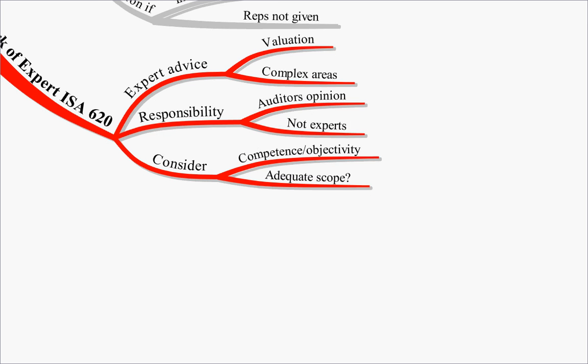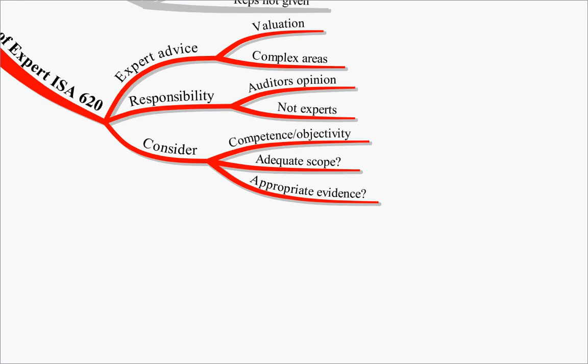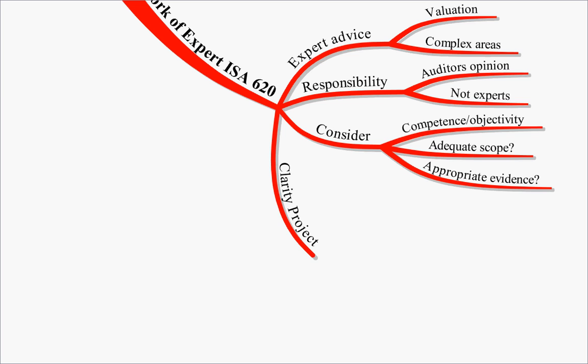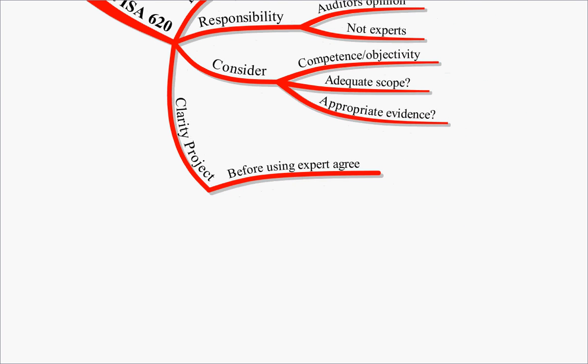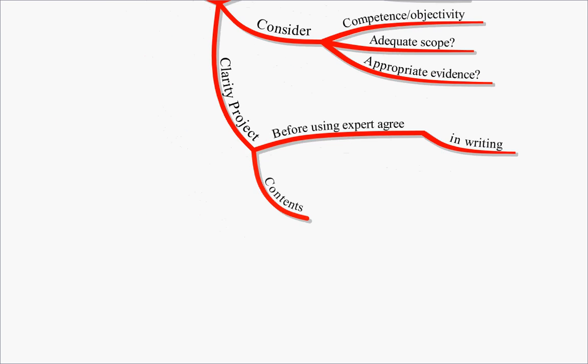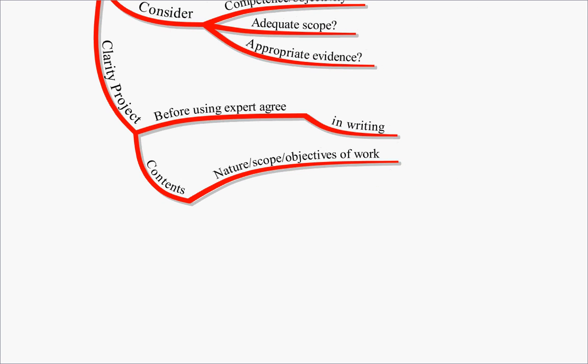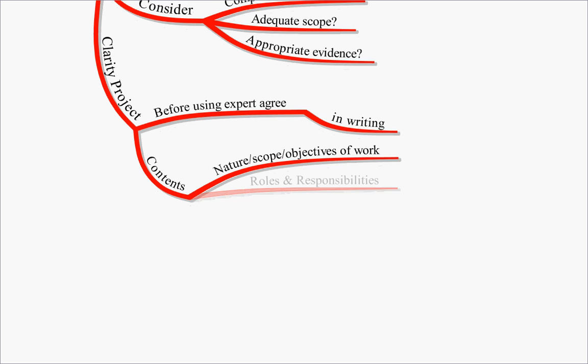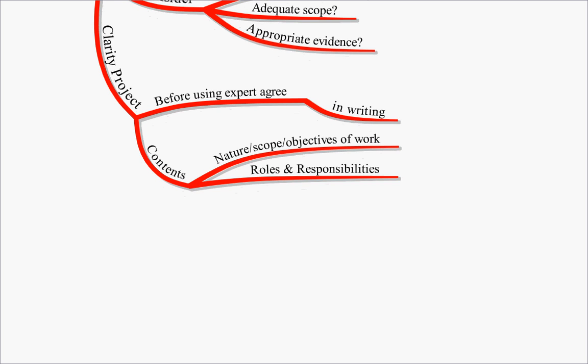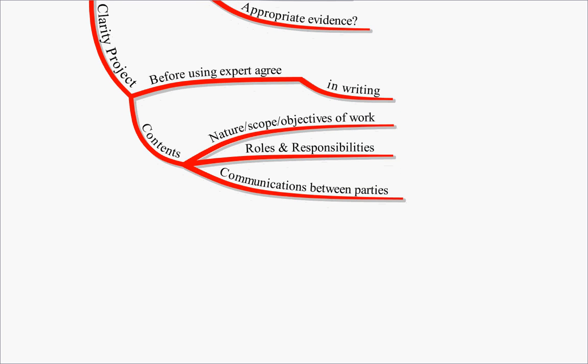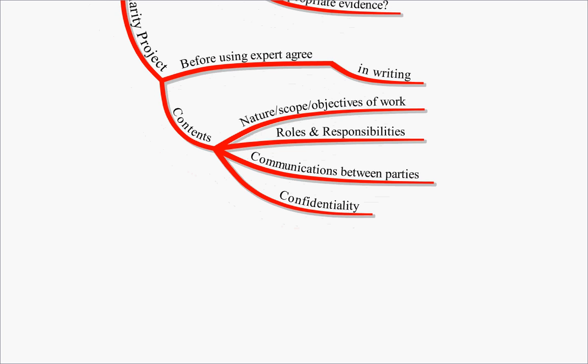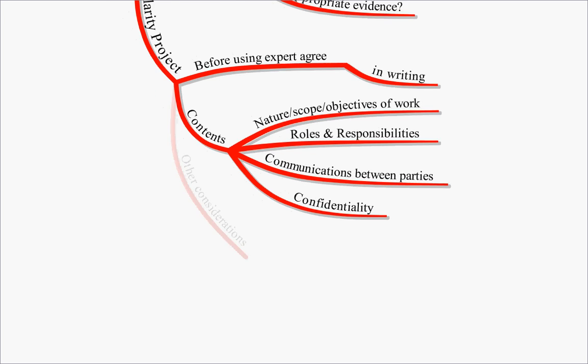Have they had adequate scope? Have they gathered appropriate evidence? And the Clarity Project says that before using an expert we have to agree in writing with them, first of all, the nature, scope and objectives of the work, the roles and responsibilities, the communication between the two parties, and that the information must be kept confidential.